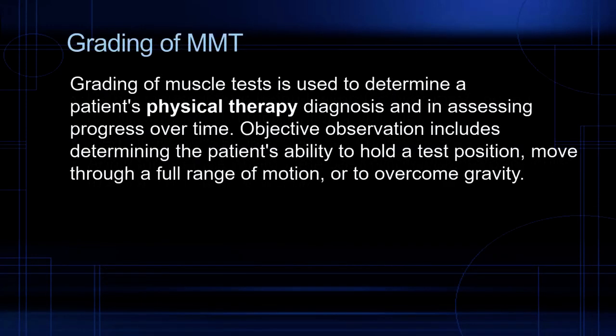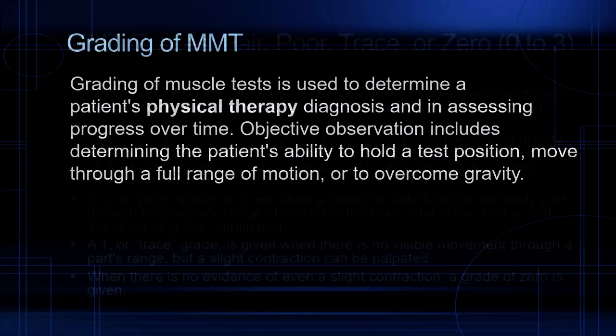So grading of manual muscle test is used to determine a patient's PT diagnosis and how their progress is assessed over time. And when you're documenting objectively, you're going to be not only putting down a grade, but you're going to be mentioning, like, how are they able to hold the test position? Are they able to move through the full range of motion? Can they overcome gravity? Okay. You also will document whether or not a manual muscle test is painful. All that will help justify continued ongoing care.